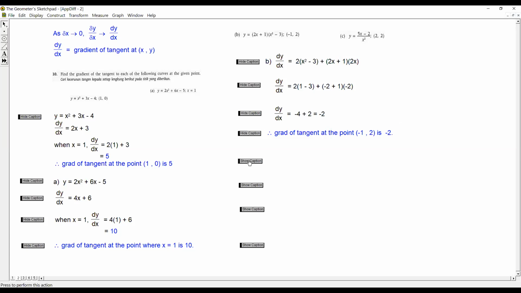Why is this question C different from the others? Anyone? Why is it different? About Brit, why is it different? YB Chiam, why is it different?